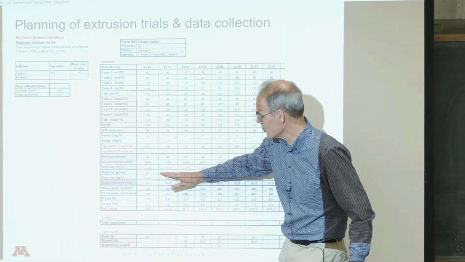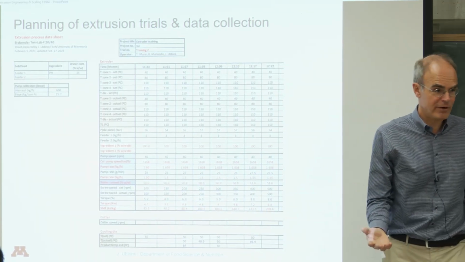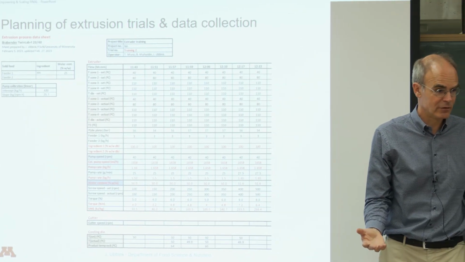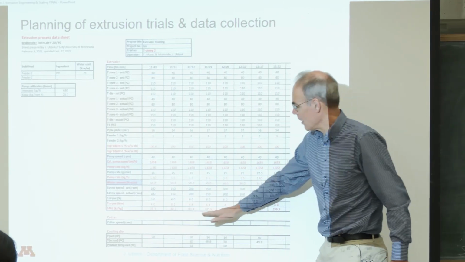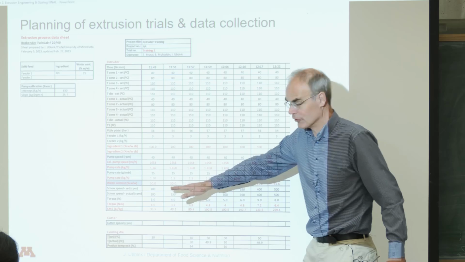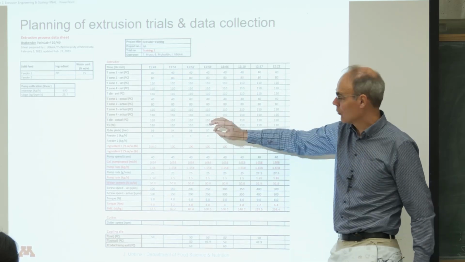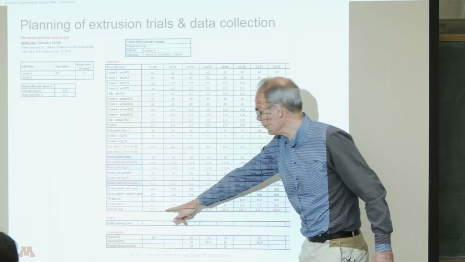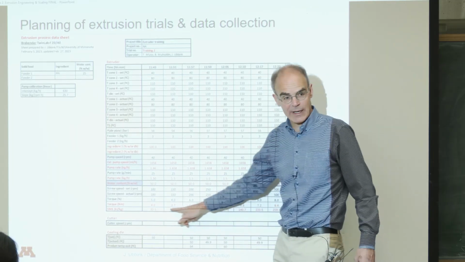So we vary the screw speed, and we see that one of these dependent variables varies in a systematic manner. That was the purpose of this trial: to collect samples as a function of the screw speed, with all other parameters constant. So we collect samples and monitor this dependent parameter, the specific mechanical energy.